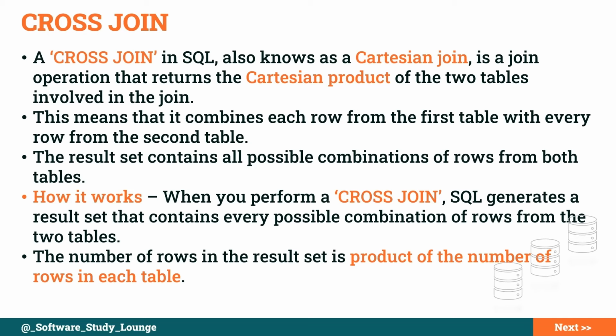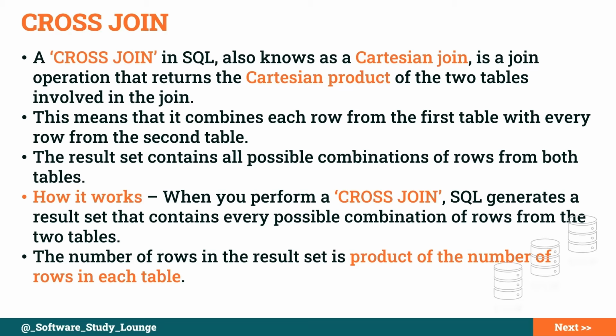So the next one is cross join. A cross join in SQL is also known as a Cartesian join. It is a join operation that returns the Cartesian product of the two tables involved in the join. This means it combines each row from the first table with every row from the second table.